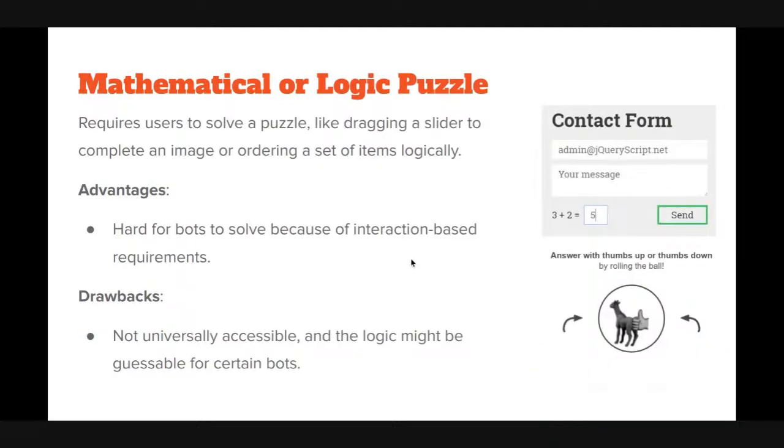So we also have mathematical or logical puzzles. These require a user to solve a puzzle or a math problem. The puzzles are like the following one on the right: dragging a slider to complete an image or ordering a set of items logically. The advantage is that it is hard for bots to solve because it is interaction-based, but the drawbacks are that it isn't universally accessible, and the logic might be guessable for some bots.